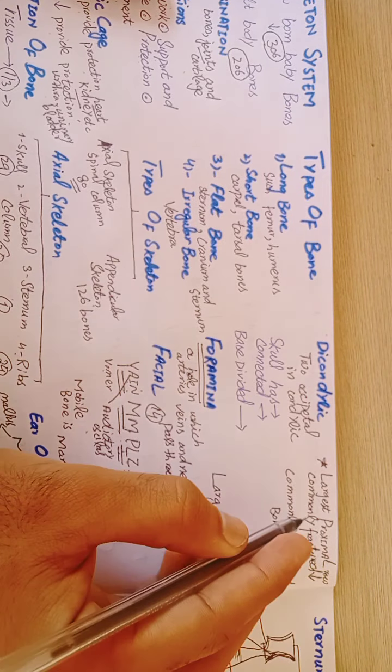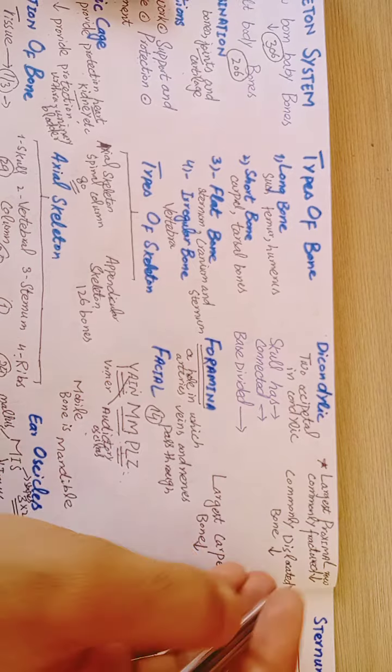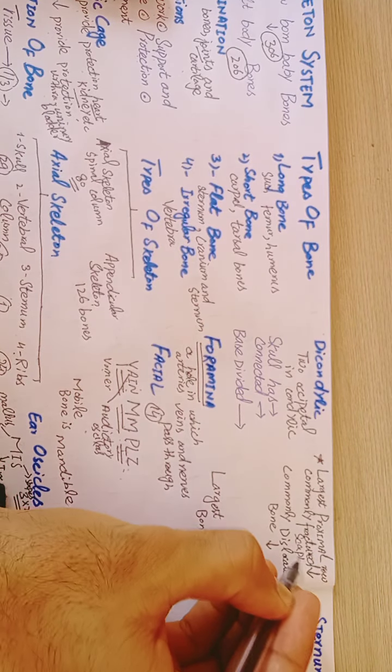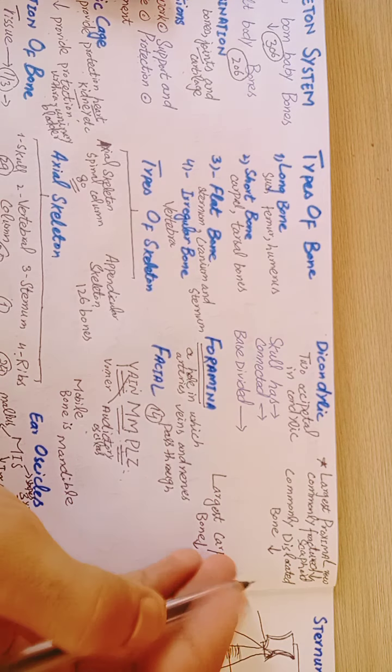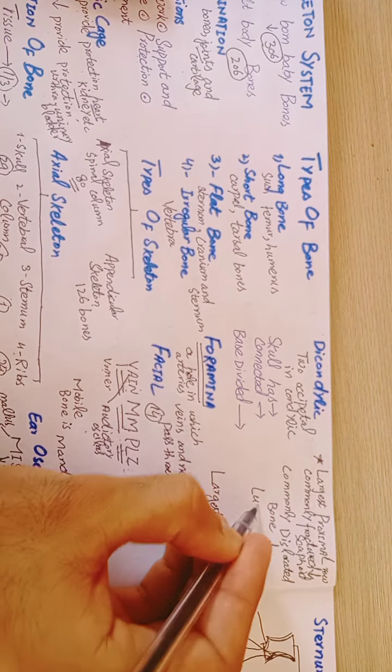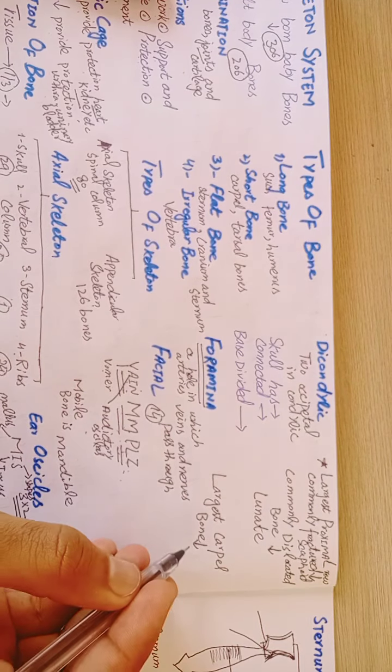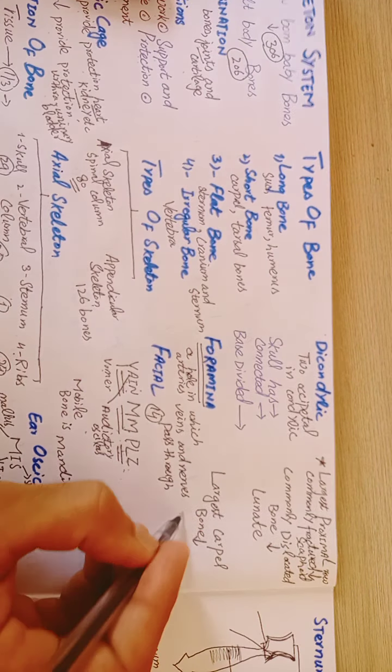The largest proximal row bone, commonly fractured, is the scaphoid. The commonly dislocated bone is the lunate. The largest carpal bone is the capitate.